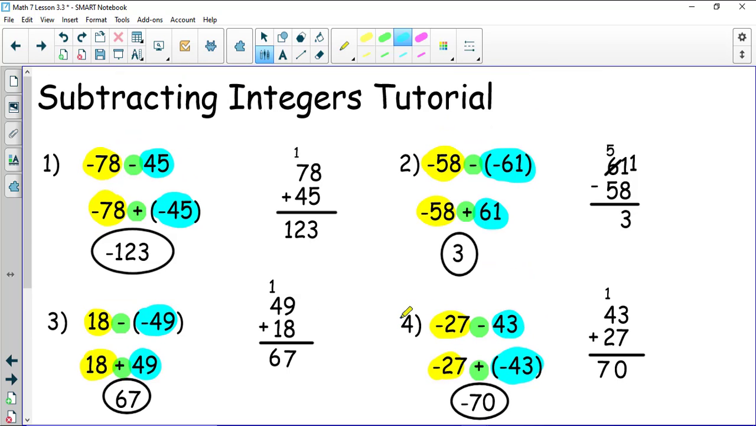Again, I do strongly suggest you're going to get to the point where you don't have to rewrite subtraction problems as addition with negatives. But for right now, our first foray, our first trials and first times working with subtracting of positives and negatives, I think it's a really good idea to rewrite the problem as addition and then use your adding integers rules to find your solution.